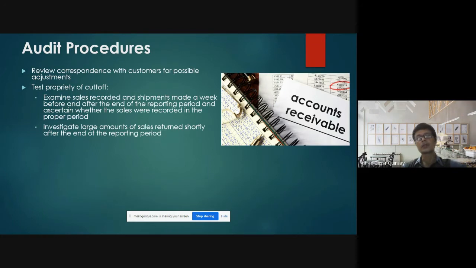Investigate large amounts of sales returned shortly after the end of the reporting period. And so one of the issues is the sales returns, especially after the reporting period.